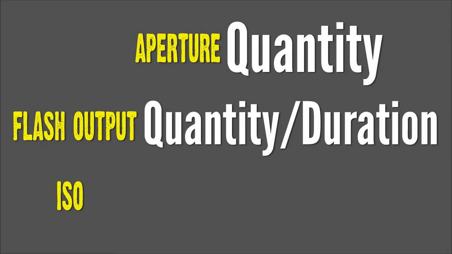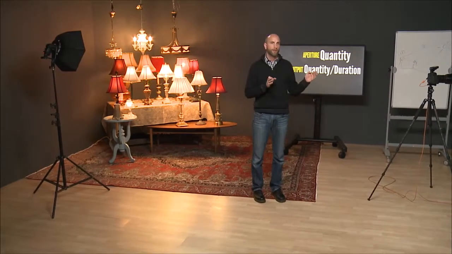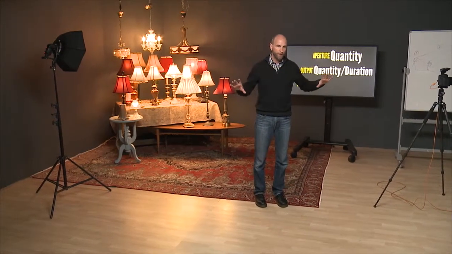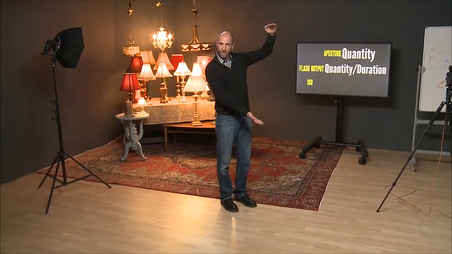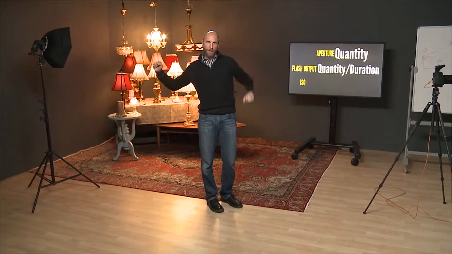The flash output actually controls duration for our strobe. And so here's how it works. That shutter opens up. The strobe fires, boom, on and off. And the strobe fires at speeds of 5,000th of a second, 10,000th of a second, 20,000th of a second. It's pretty fast, especially with speed lights, so really, really fast.